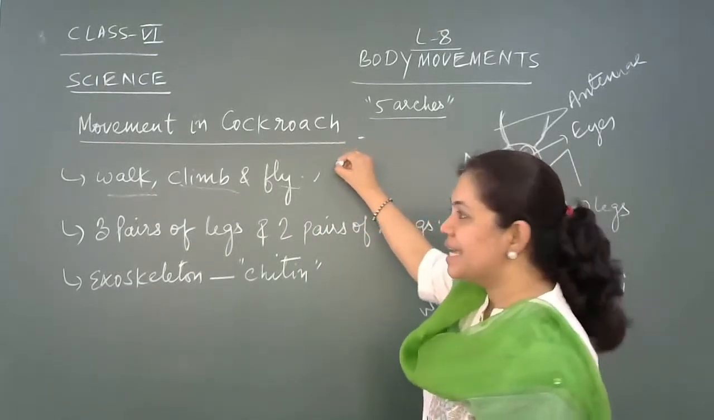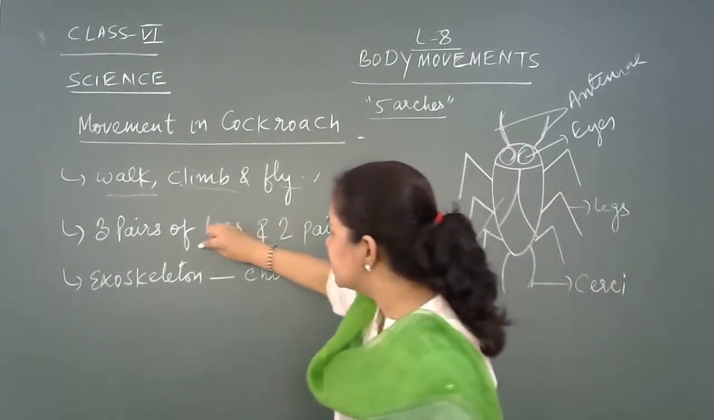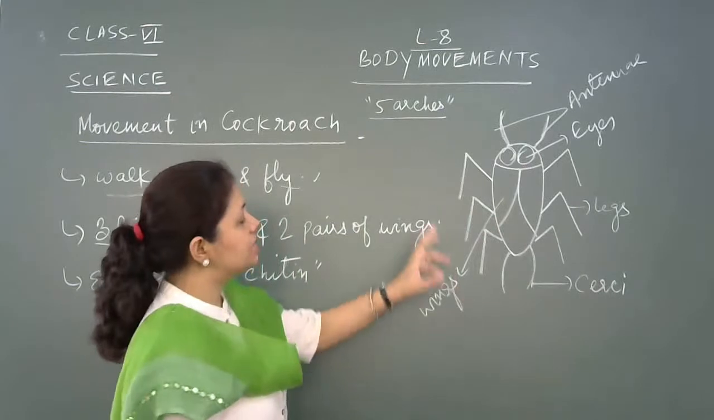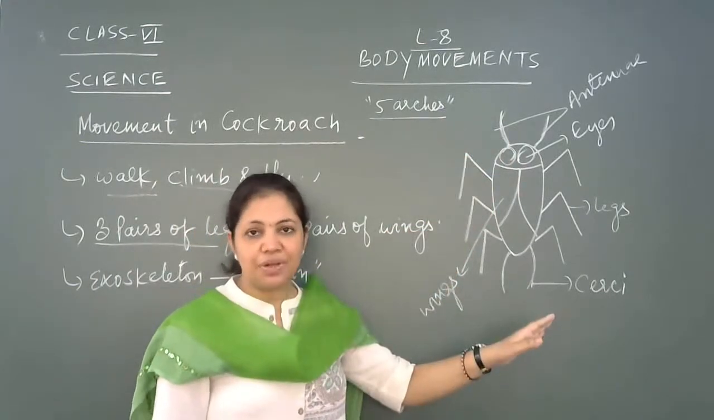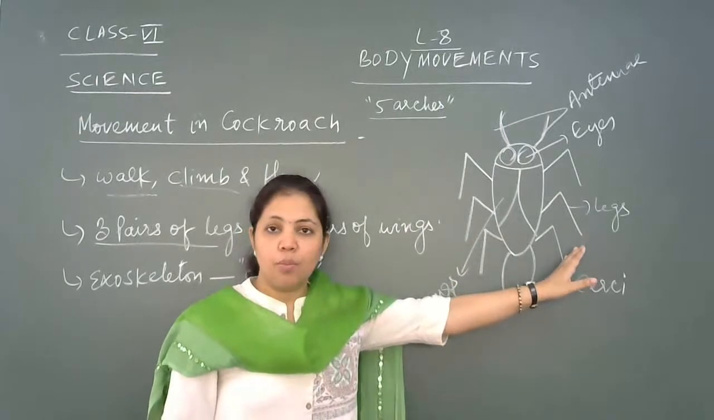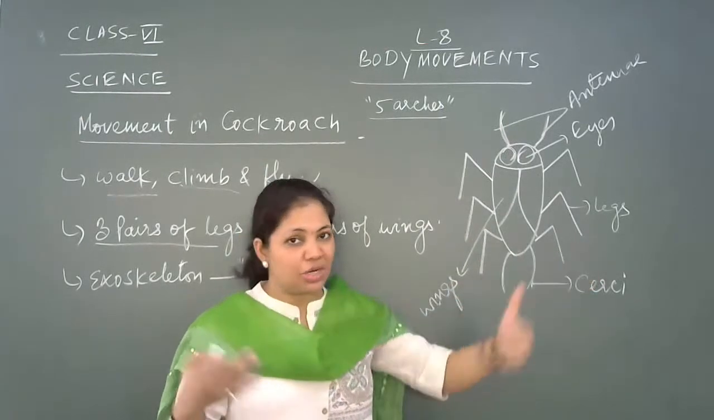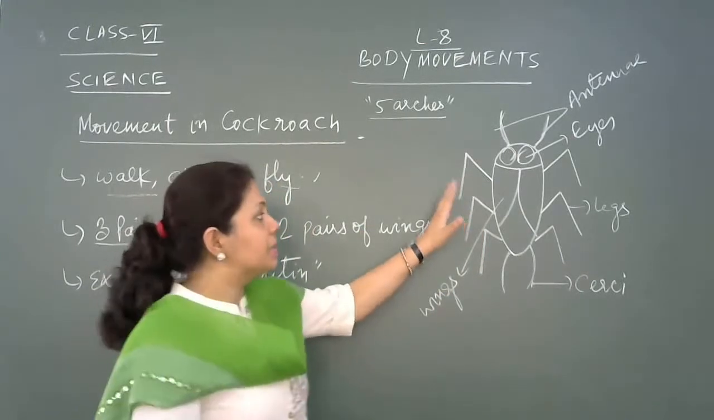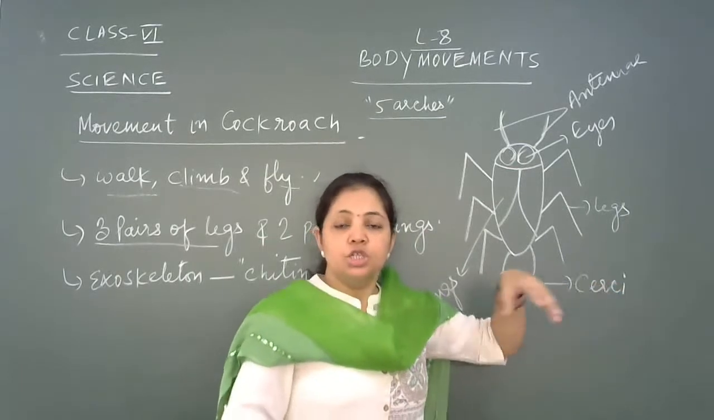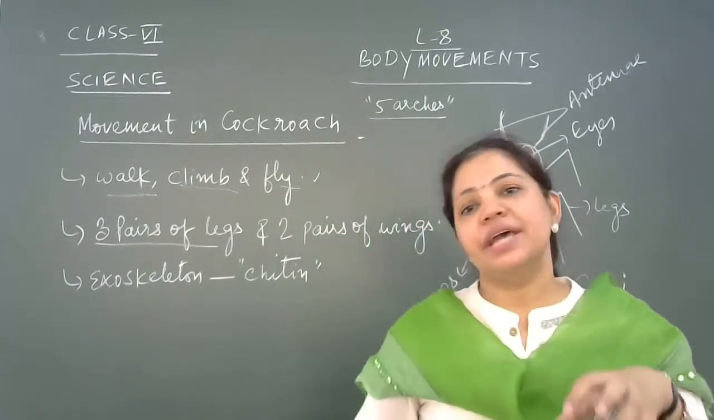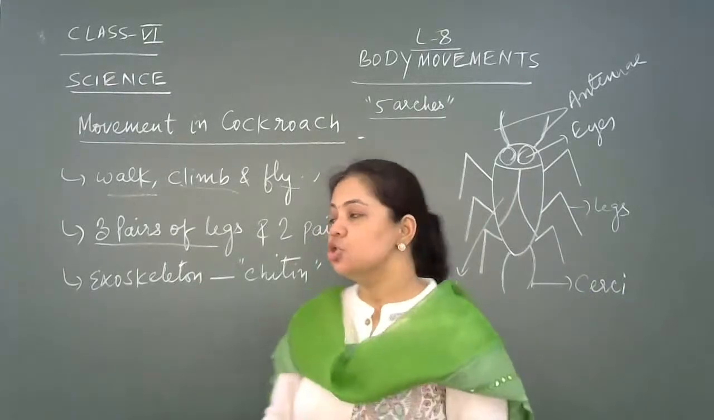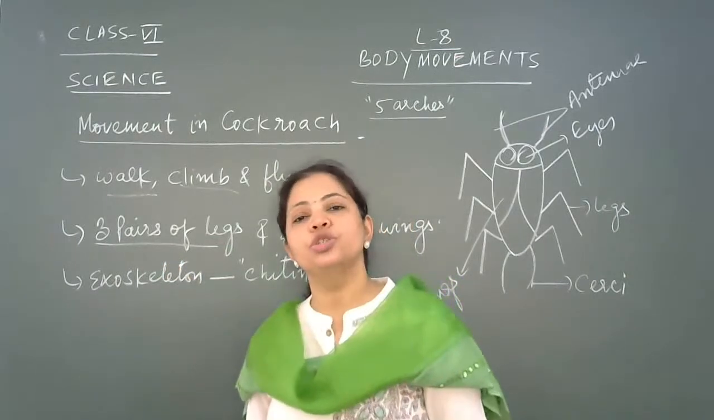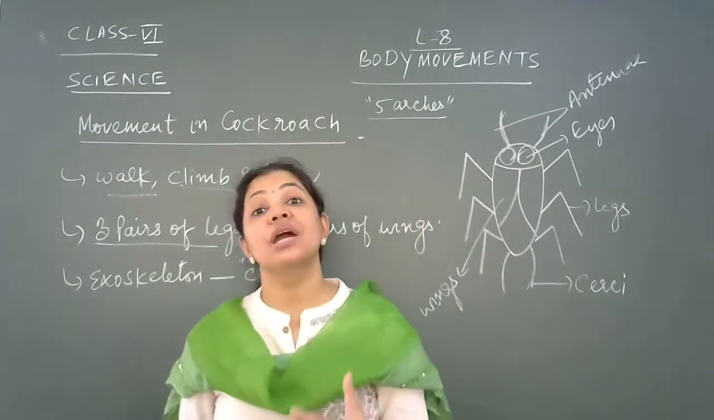First thing, in case of a cockroach, there are 3 pairs of legs, and these legs are present on each side of the body of the cockroach. So I told you 3 pairs means total 6 legs are there. So 3 legs are present on one side and the remaining 3 legs are present on the opposite side. Right? So in case of cockroaches, legs are found in pairs. So a cockroach has 3 pairs of legs, and these legs help the cockroach to move, to walk, and even to run also.